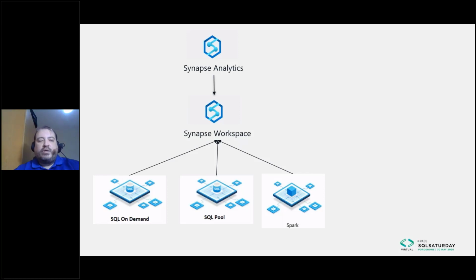The Spark pool will enable us to query unstructured data. The SQL pool will enable us to query structured data. And the SQL on-demand pool, besides the fact that it's on-demand, means that we will only be charged by the queries we make against it. The SQL on-demand pool is able to query both structured and unstructured data.